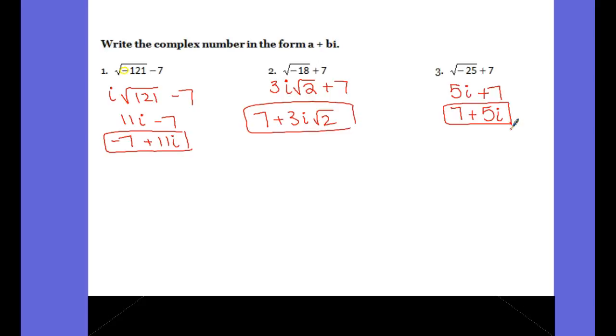Just like we had powers of x under square roots, we can have powers of i. So the powers of i follow a pattern.